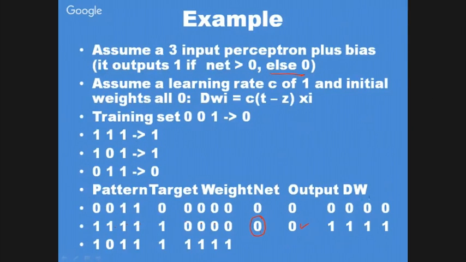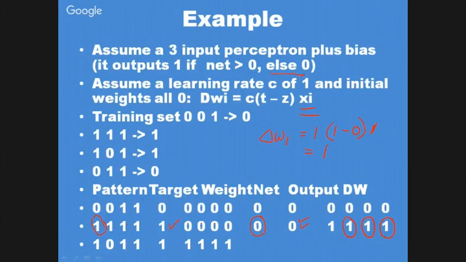Now what will be dw? Now our target and output are different. Target is 1 and our output is equal to 0. C equal to 1. That means delta W or dw1 will be: C equal to 1, T is also 1, Z equal to 0, into xi. Xi is 1. That means delta W1 will be equal to 1. Similarly, you can get delta W2 equal to 1, delta W3 equal to 1, delta W4 also equal to 1.